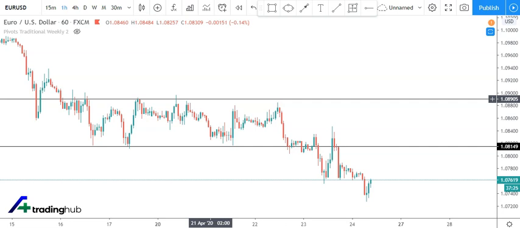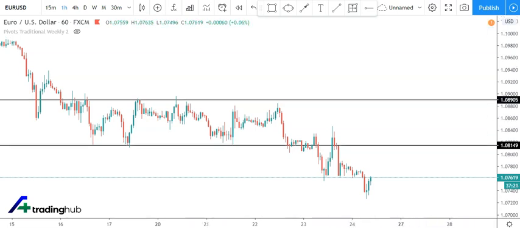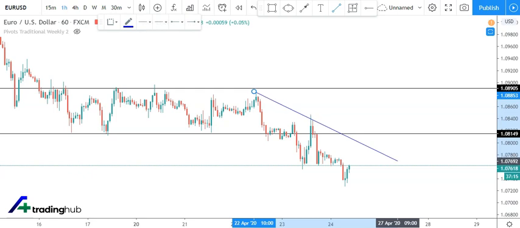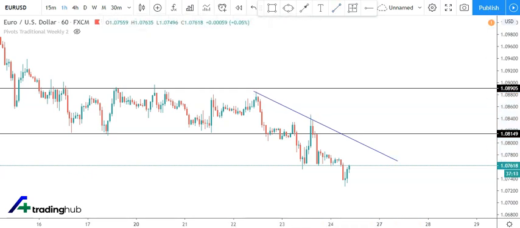What else am I seeing on this chart? I'm also seeing the trend is pushing down. We had the breakdown and price is pushing down, so I'll do this, and also I'll do this.